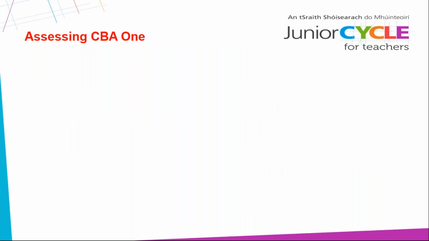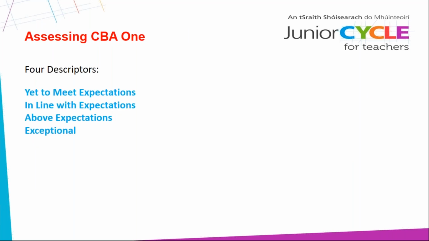Now let us look at assessing CBA 1. Upon completion of CBA 1, teachers will then apply the features of quality, which, as we've just mentioned, can be found in the NCCA's guidelines for the classroom-based assessment and the assessment task booklet. Each individual student will be awarded either yet to meet expectations, in line with expectations, above expectations, or exceptional.